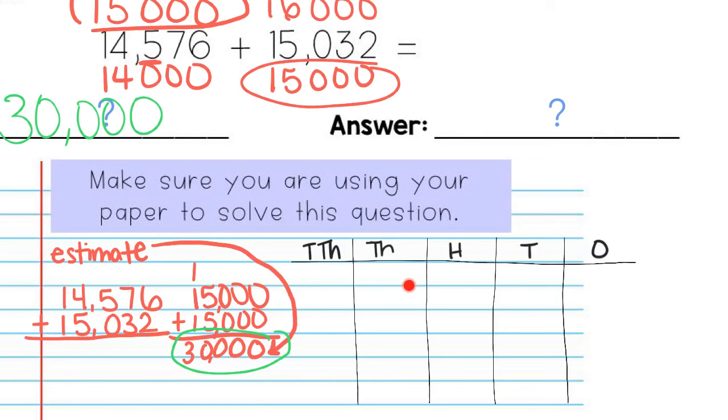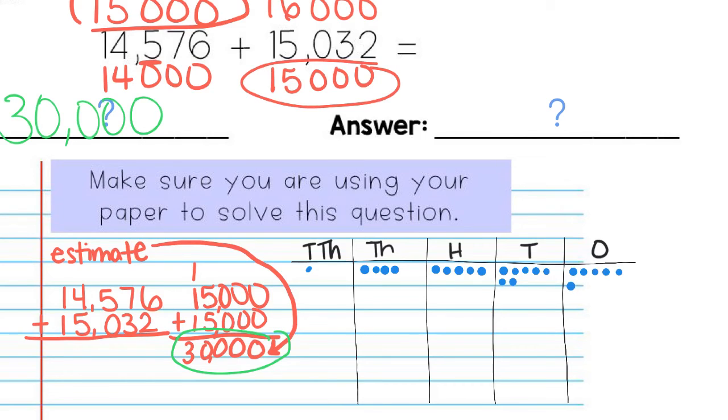14,576. We're going to put that in dots over here. 14,000 has 1 ten thousand, 4 thousands, 1,000, 2,000, 3,000, 4,000, 5 hundreds, 100, 200, 300, 400, 500, 7 tens, 10, 20, 30, 40, 50, 60, 70, and 6 ones. 1, 2, 3, 4, 5, 6.